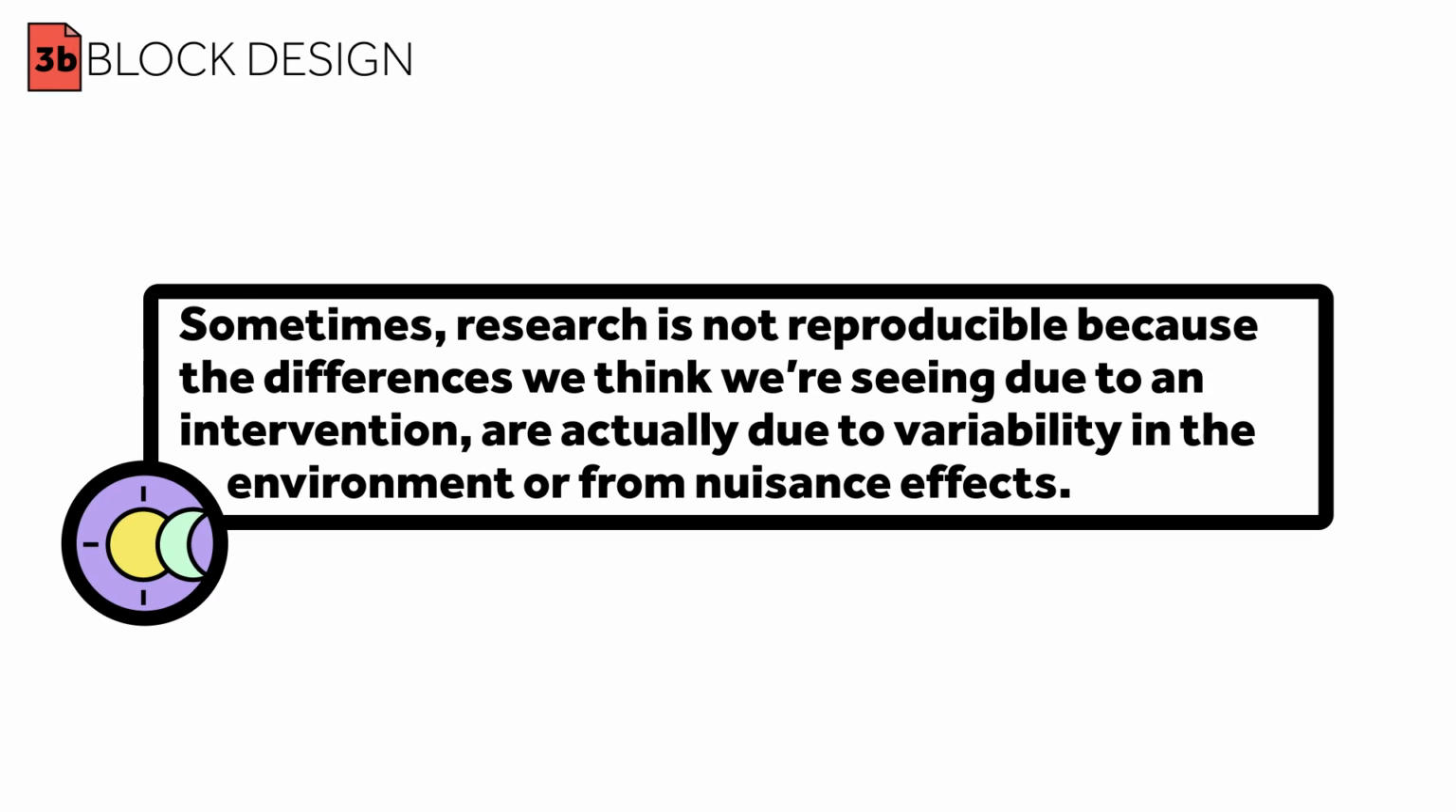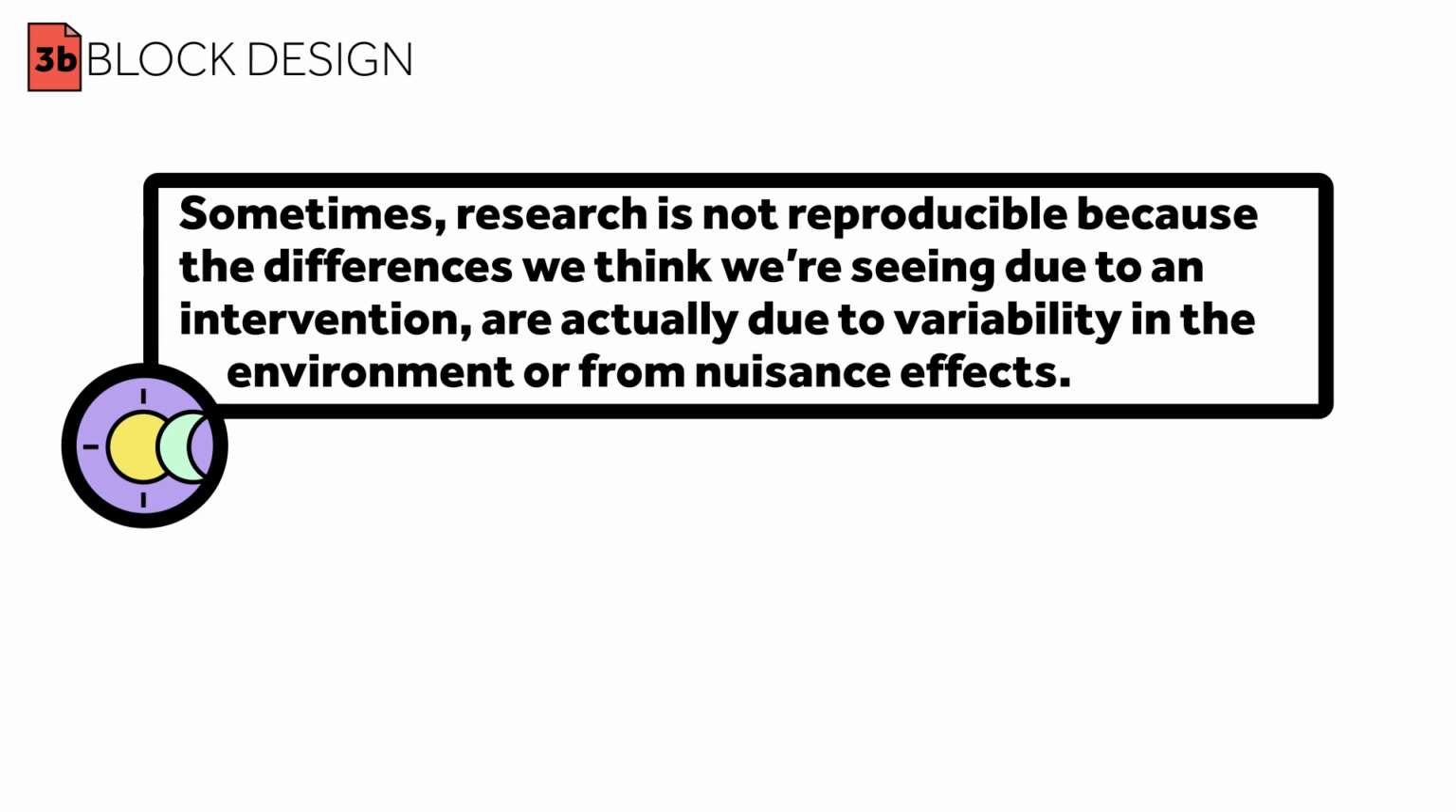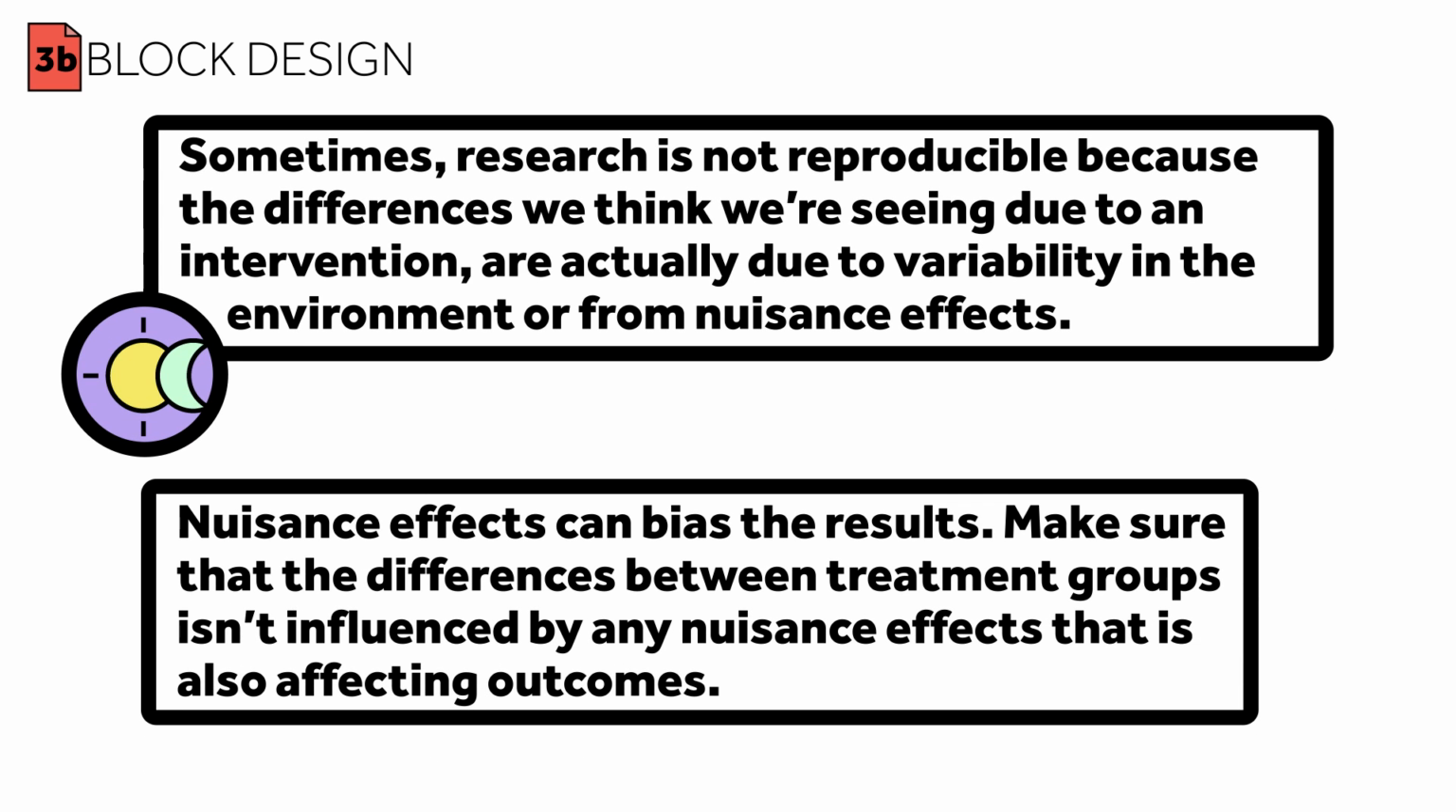Blocking can also help us to reduce bias in our experiments. Sometimes research is not reproducible because the differences we think we're seeing due to an intervention are actually due to variability in the environment or from nuisance effects. These nuisance effects can bias the results. If we can make sure that the differences between treatment groups isn't influenced by any nuisance effects that are also affecting outcomes, the study is unbiased.